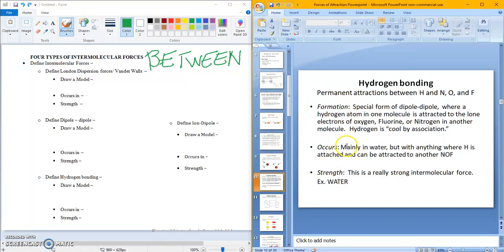So let's look. This occurs mainly in water. Water is our biggest one, and that's what allows us to live and to have food and to do all the wonderful things we need to. But it occurs anywhere where an H is attached to an N, an O, or an F. That's where hydrogen bonding occurs. I call it H-NOF. So hydrogen bonding can occur in H-NOF.